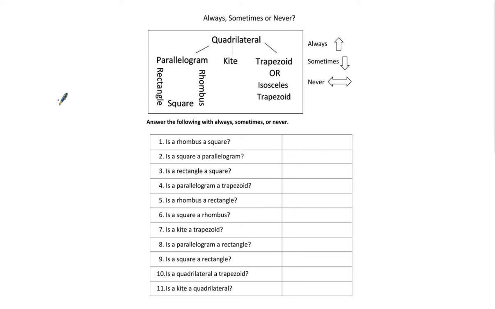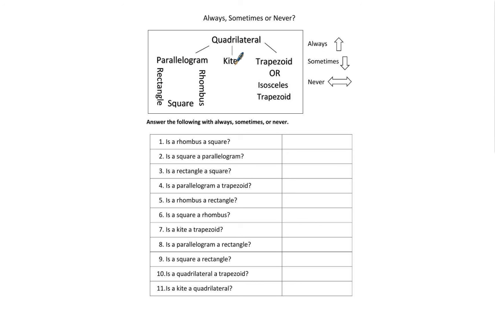So I want you to study the always, sometimes, never chart. And the way it works is, if you memorize this chart, you will know a lot about shapes, even if you don't know everything. So they're very helpful. So when you go up on the chart, it's always. So if we were looking at square, a square will always be a rhombus, it'll always be a rectangle, it'll always be a parallelogram, and it'll always be a quadrilateral.